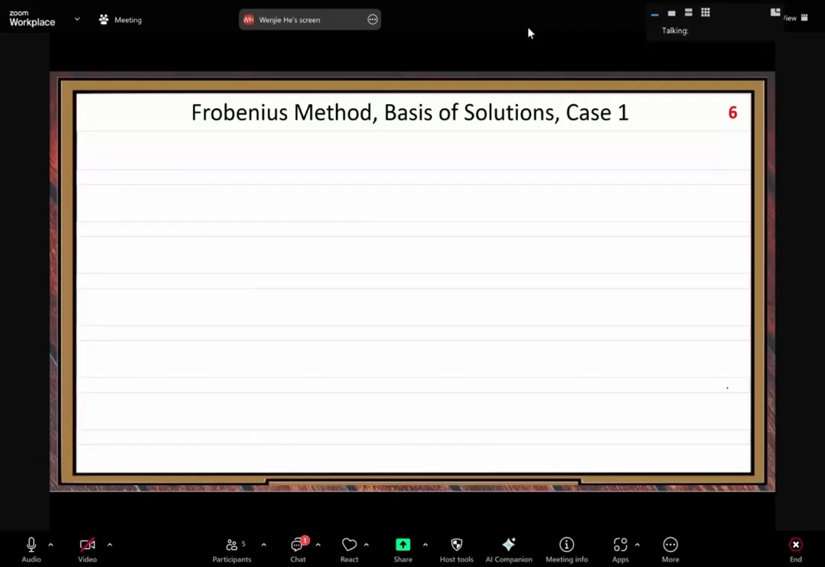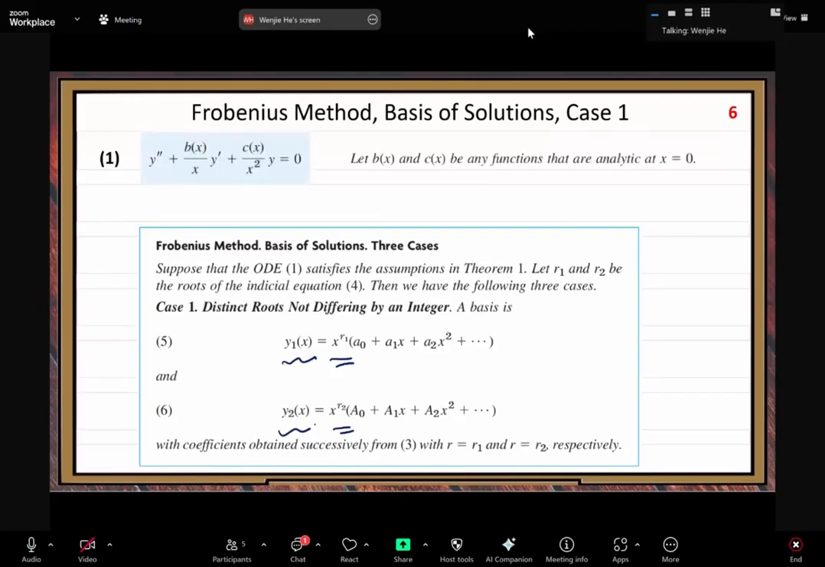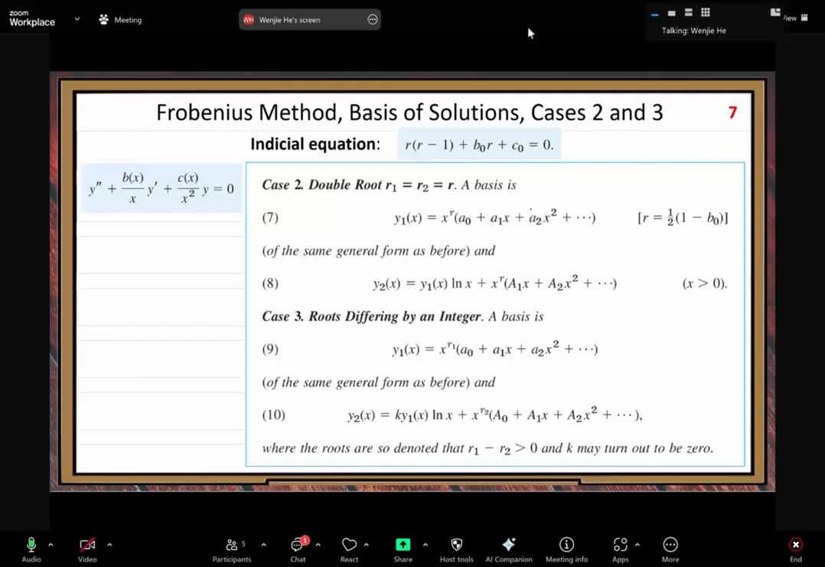Case one, you plug in R1, you find the first power series solution. Plug in R2, you find the second power series solution. Straightforward, very easy. All right? So that's the original case. Then cases 2 and 3.